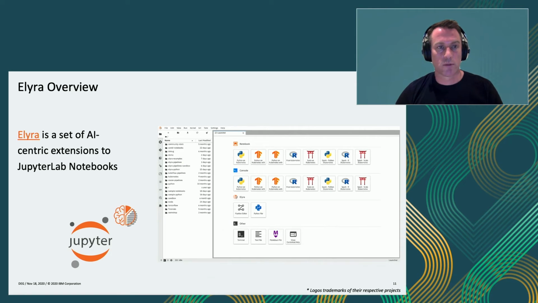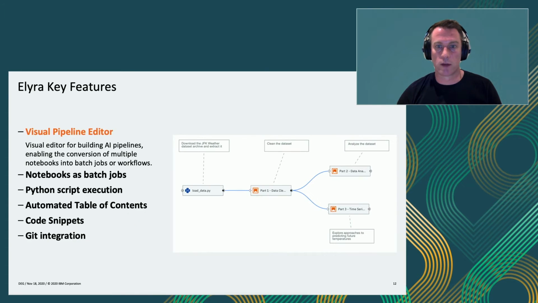So to address some of these issues, Elyra was created by our team. Elyra is a set of AI-centric extensions to JupyterLab. JupyterLab is an open source notebook environment that is highly extensible, and Elyra is a set of these extensions. It's actually named for Elara, which is one of the moons of Jupiter, and you can see Elyra here orbiting the Jupiter ecosystem. So we'll go through a couple of the core components and features of Elyra before we actually walk through it in a demo.